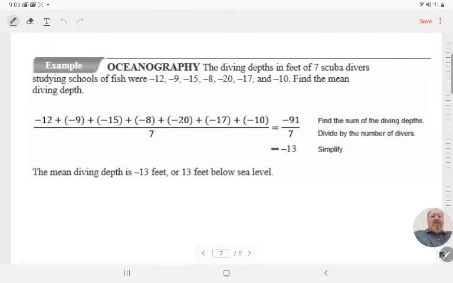So we have to add together all of the data. Okay? So when we add that together, we get negative 91. And then we count how many pieces of data we have, and we have 7. So then we divide it by 7. And negative 91 divided by 7, there's one negative, one positive, so the answer is negative. And 91 divided by 7 is 13. So the mean diving, or the average diving depth, is negative 13 feet, or 13 feet below sea level.